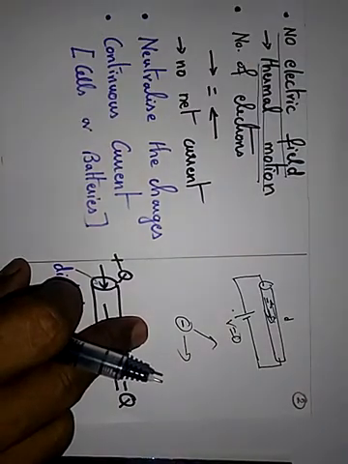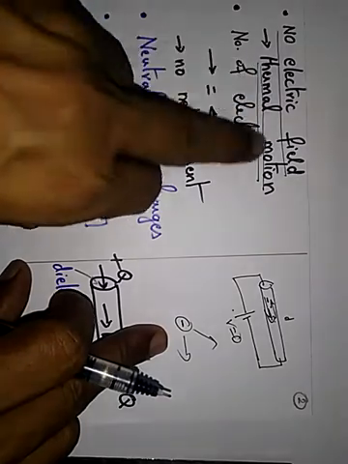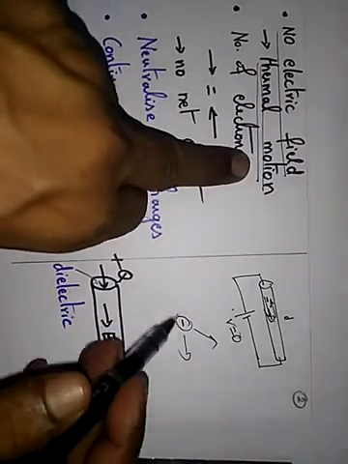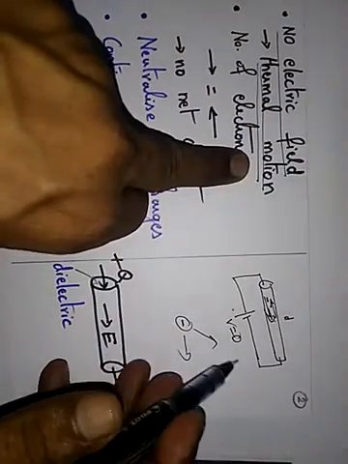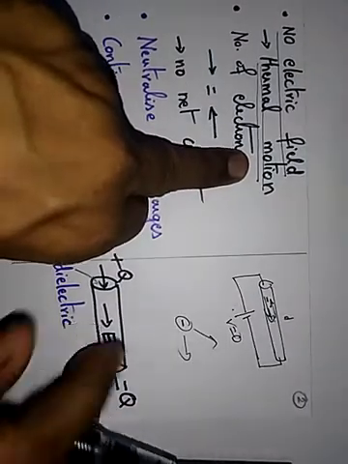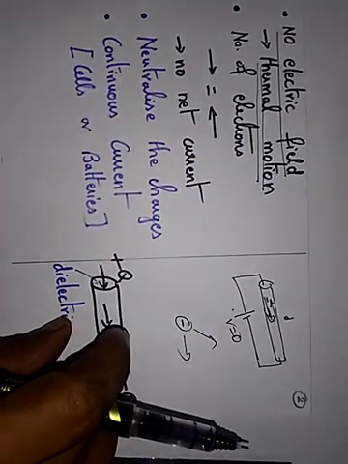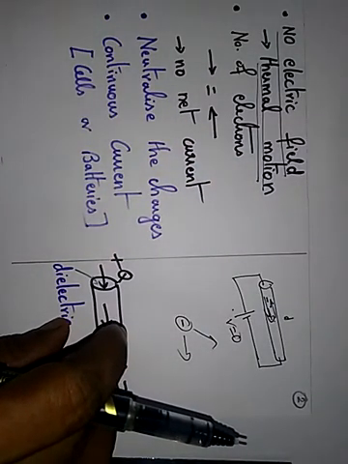So this movement is due to thermal motion. It will start hitting the fixed ions, and before collision and after collision the speed is the same, and the direction we cannot predict. It can move in any direction.